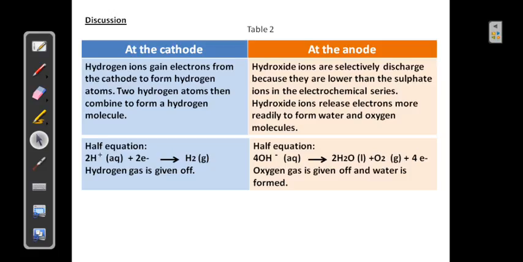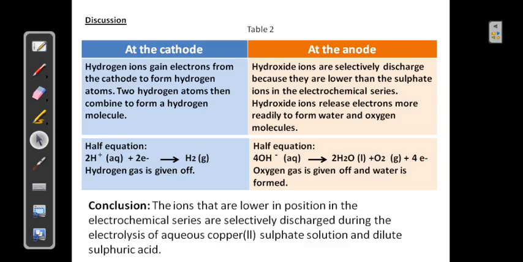2 H+ at the cathode receive 2 electrons and become a hydrogen molecule, right? And hydrogen gas is given off, while at the anode 4OH-, right, will give away their electrons to yield 2 H2O and an oxygen molecule gas. Oxygen gas is given off at the anode.